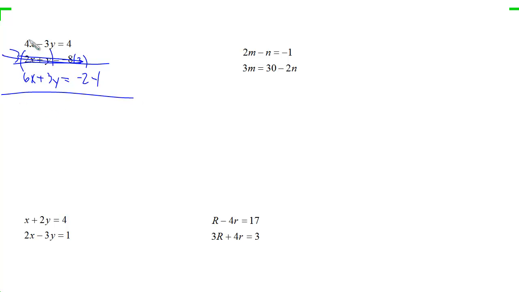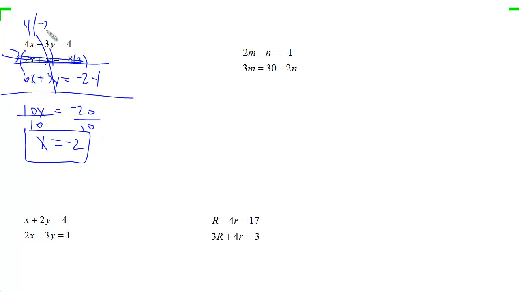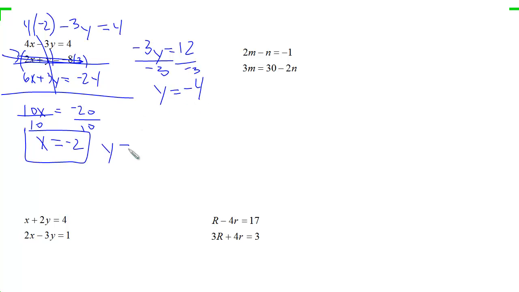Now this is just stacked addition. 4x, 6x is 10x's. The 3's cancel, and I have 4 and a -24. That's -20 divided by 10. And x is -2. Then I substitute that back in to solve for y. So that's -8. Add 8 to both sides. I get -3y equals, add 8, 12 divided by -3. And I get -4. So I have the coordinate -2, -4.